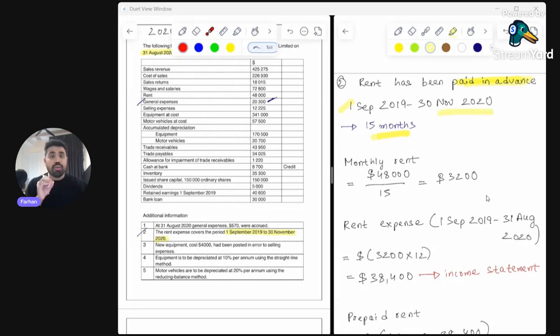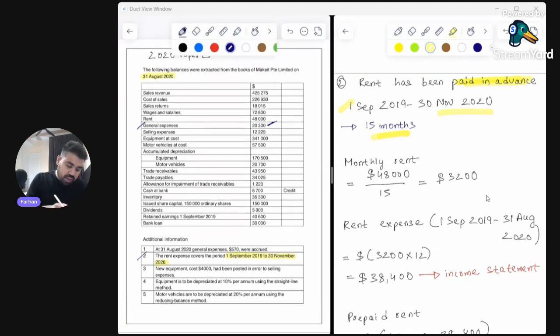Now let's look into the balance for rent, which we are given in the list. So in the list, you can see that the rent is given at $48,000. So this means the monthly rent can be calculated now by simply dividing $48,000 by 15, because we understand that $48,000 was paid on the 1st of September 2019, and it is supposed to cover 15 months up to 30 November 2020. So the monthly rent after we divide $48,000 by 15 is $3,200.